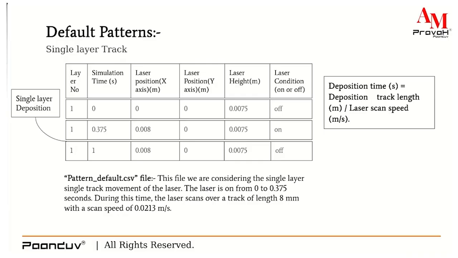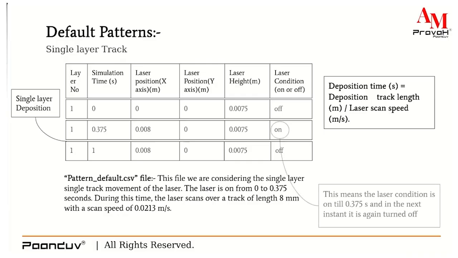And for the last row, we are having the layer number as 1, as obviously it will be constant. From 0.375 seconds to 1 second is the cooling time, because after 0.375 seconds the laser is turned off, and this we give for the cooling time, and we are then turning it off at 1 second. So this is how you can create your own scan pattern.